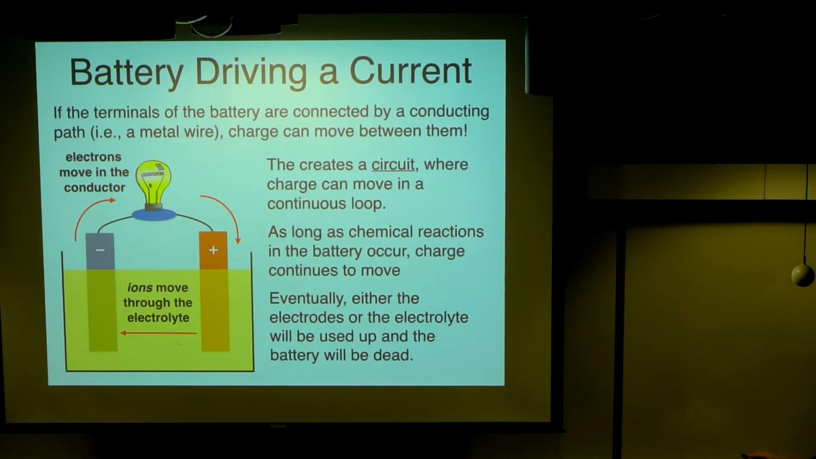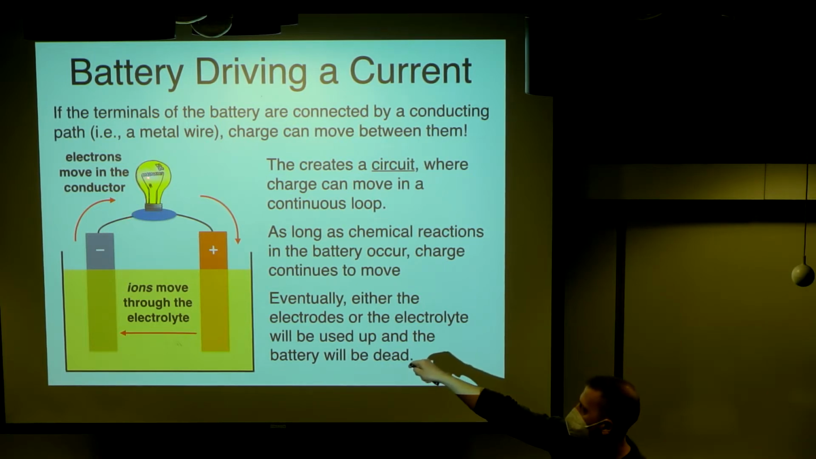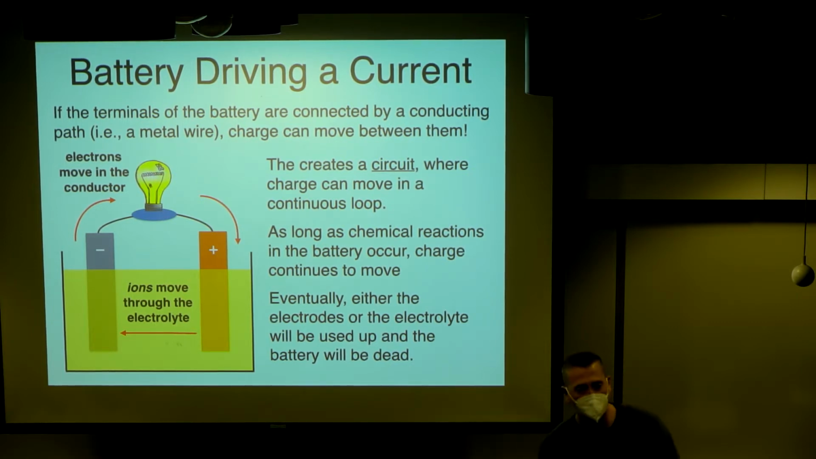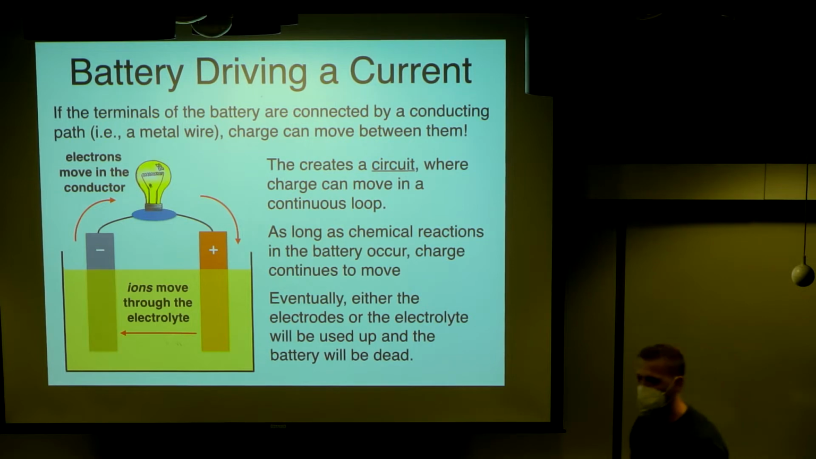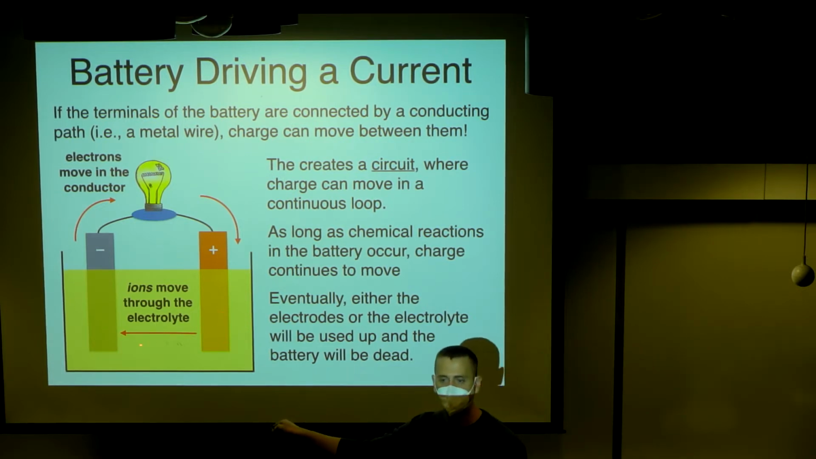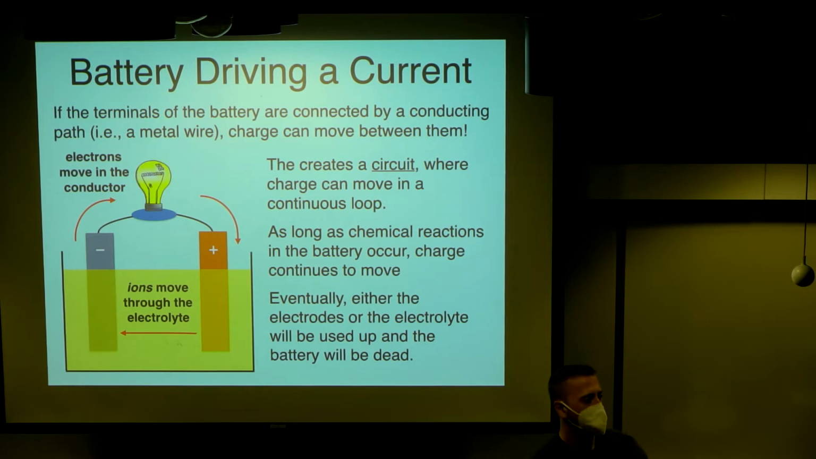So we have the same basic picture where we have a positive and a negative electrode immersed in some type of solution, which we call our electrolyte. But now let's imagine connecting those terminals by some kind of conducting path. So maybe we take a piece of copper wire, connect it to a bulb here, and then another piece of copper wire to connect it back to the electrode here. And now what we have is a circuit. This is what we call a circuit because everything is connected in a continuous loop and charge is able to move in a loop either clockwise or counterclockwise. There's a path for that to happen, okay?